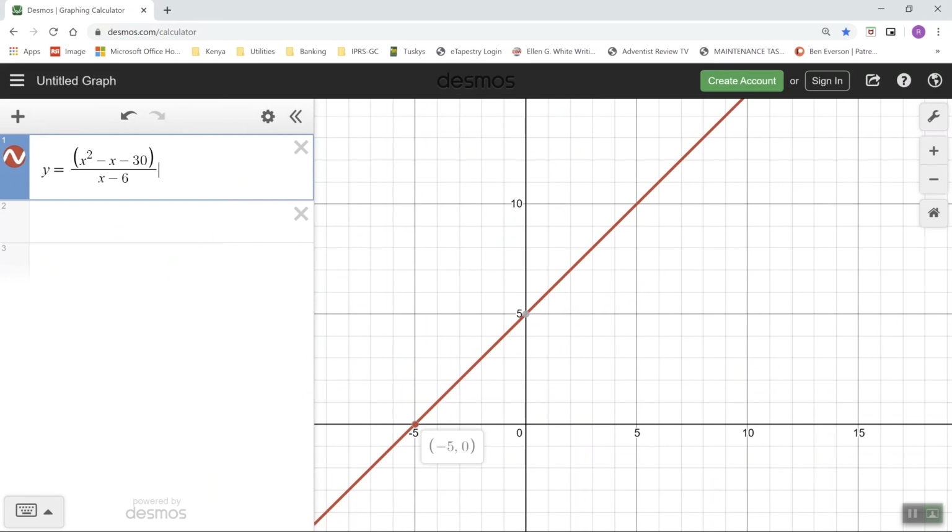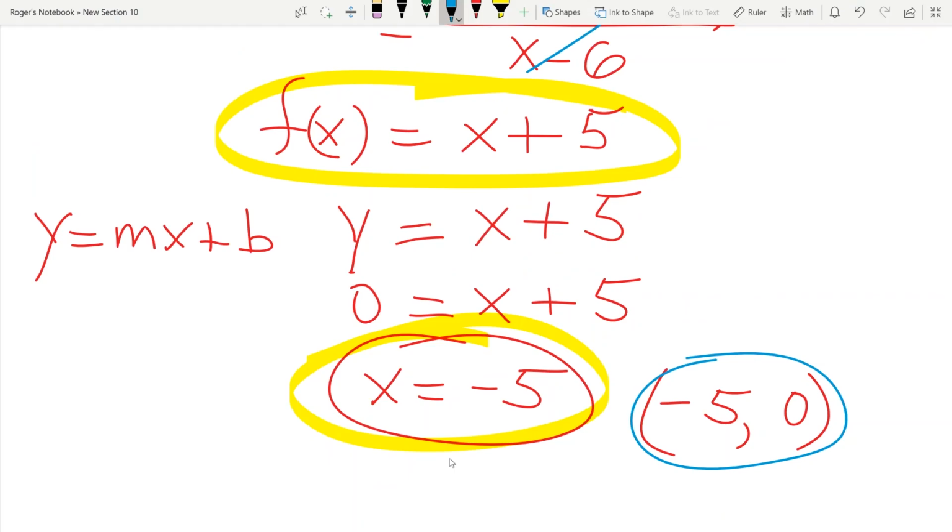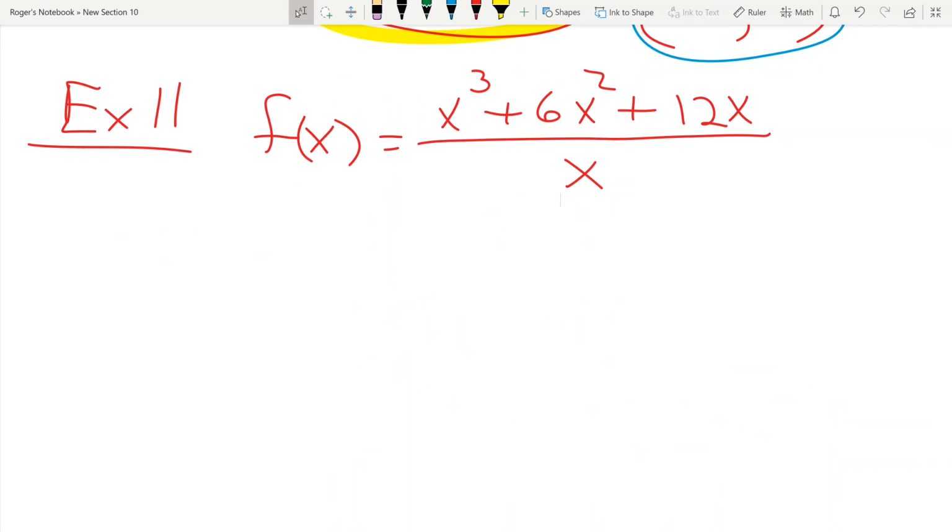I'm going to do one more of these graphs, one that's slightly more complicated, to see if we can make this really get real for you, so that you end up in Algebra 1 with a really strong understanding of graphs and all these things. So here we go to example number 11. f of x equals x cubed plus 6x squared plus 12x all over x.